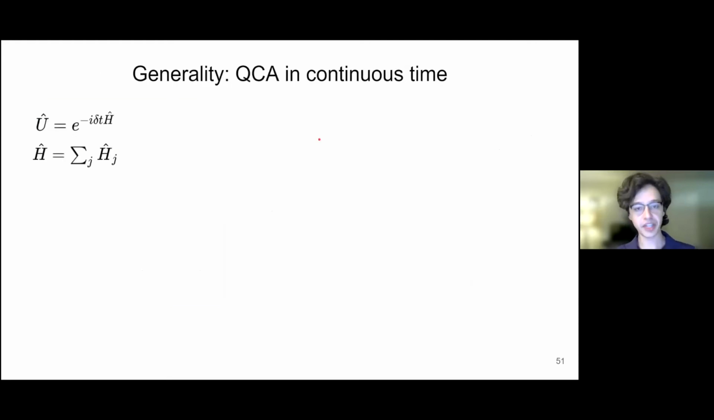So we can also generalize our QCA to continuous time. And so in a continuous time type quantum system, like say a quantum simulator, we think of time evolution being governed by a global propagator, the exponential of some global Hamiltonian, where that Hamiltonian we'll write as a sum over some site local Hamiltonians, which we can connect to our QCA rules.